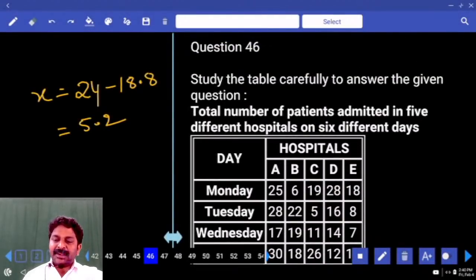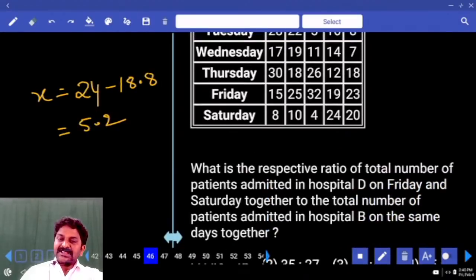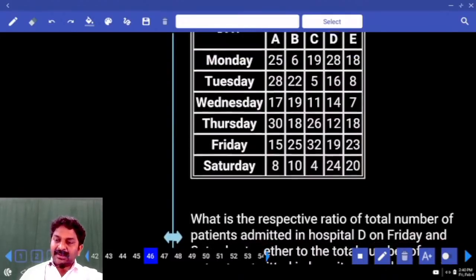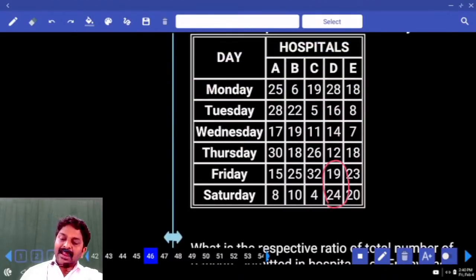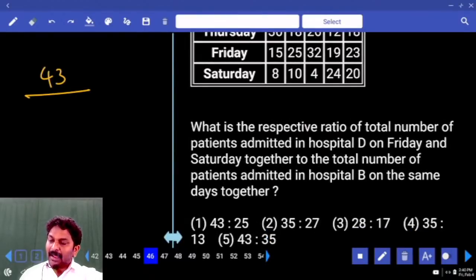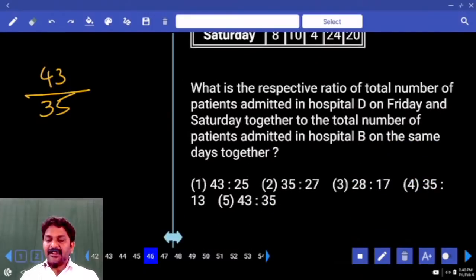Number of patients admitted in 5 different hospitals on 6 different days. What is the respective ratio of the total number of patients admitted in hospital D on Friday and Saturday together? D, Friday and Saturday together, that is 43. You are asked to calculate the ratio, A is to B. And to the number of patients admitted in hospital B on the same days. 25, 10, 35. 43 is a prime number, so direct answer, fifth option.